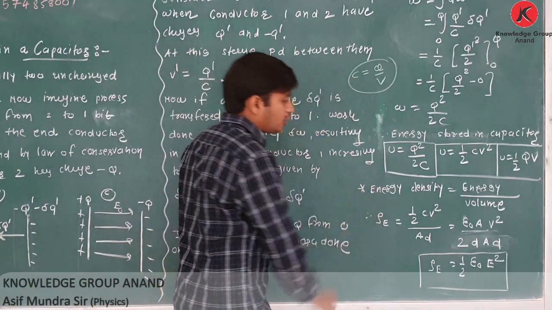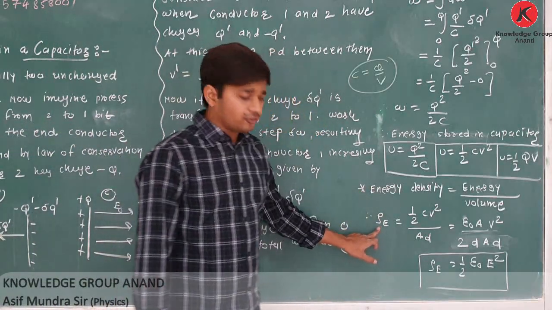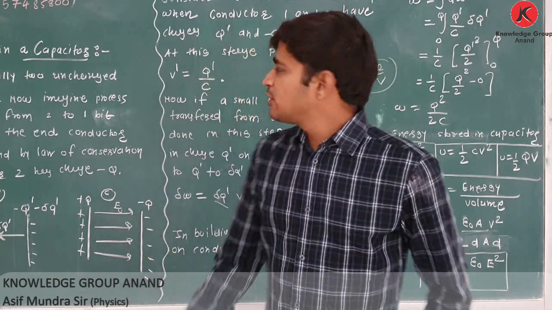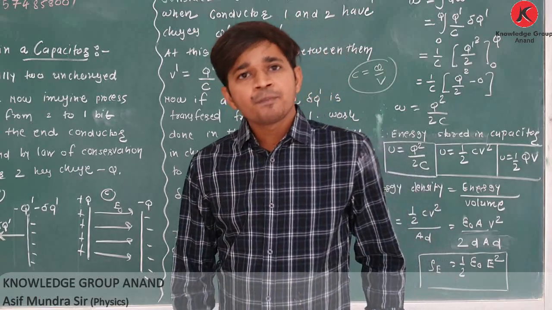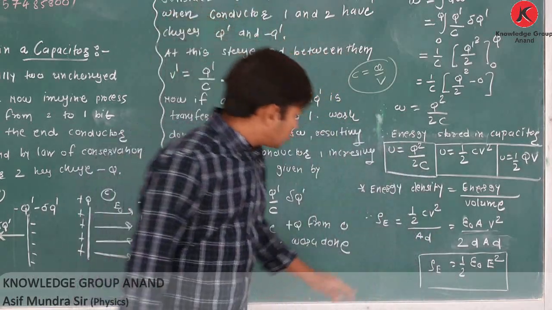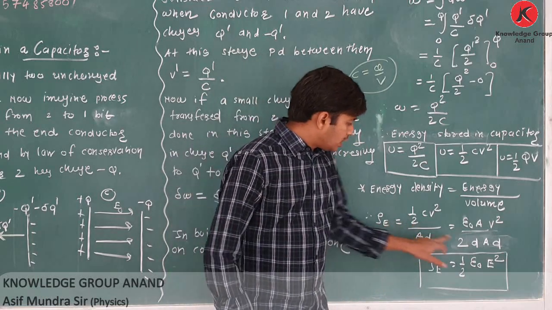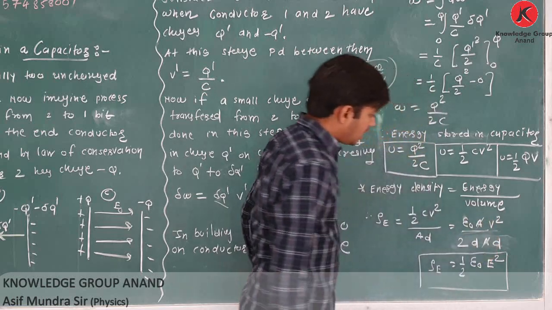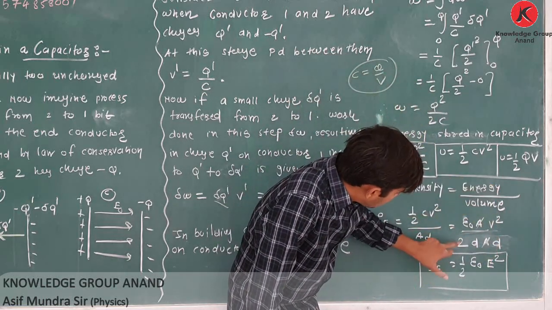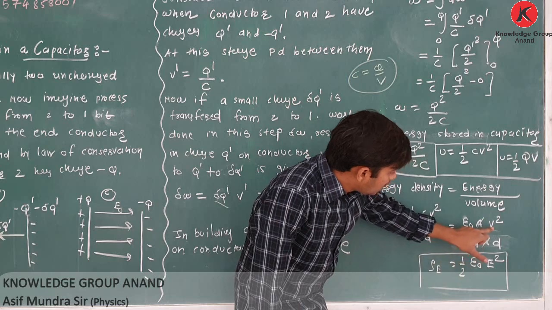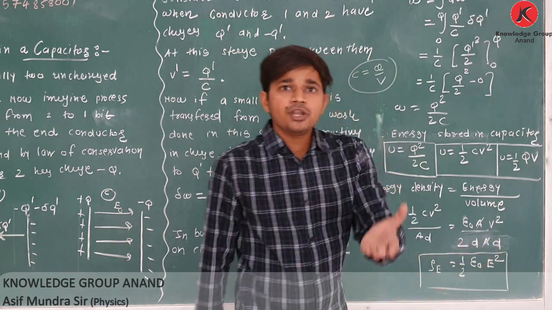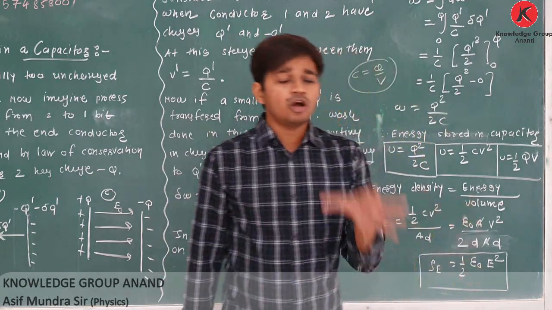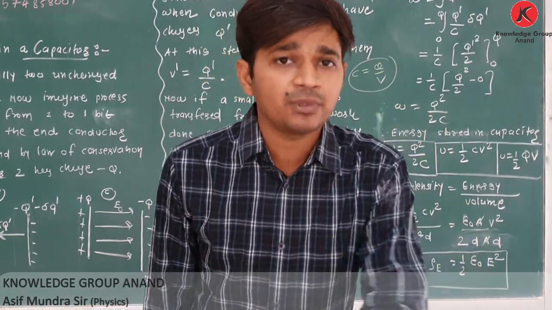It is denoted by ρE, the energy density of the capacitor. Energy is half CV^2 upon volume. What is the volume? AD, because the cross sectional area of the capacitor is A and the distance between the plates is D. Now put the value of C, ε0 A/D. Then this A cancels. Now it is half as it is, ε0 as it is, V^2/D^2. V/D is E. So V^2/D^2 is equal to E^2. So this is the equation of energy density of the capacitor.